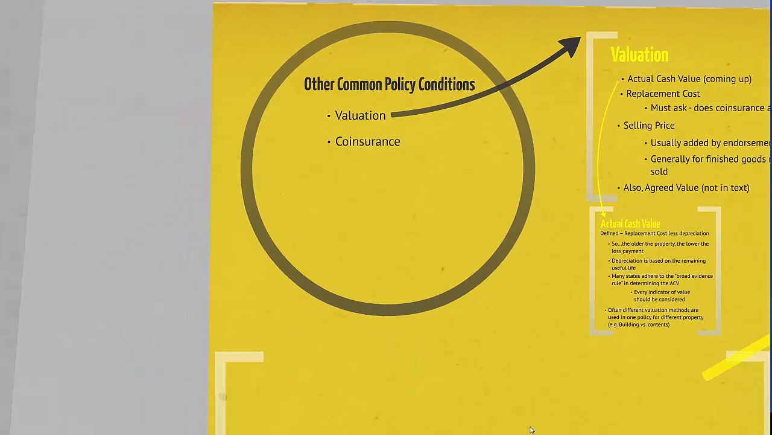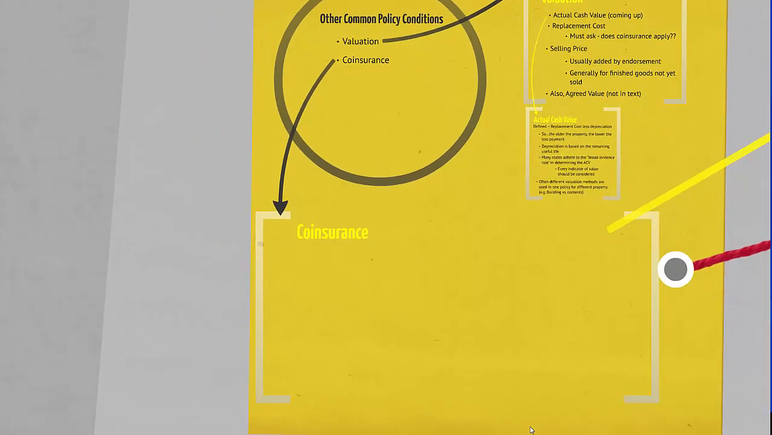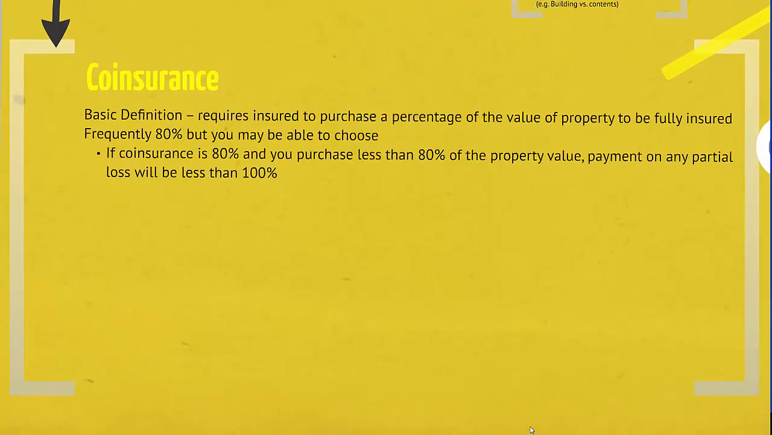Now let's look at coinsurance. The basic definition of coinsurance is that it requires the insured to purchase a percentage of the value of property in order to be fully insured. This percentage is frequently 80%, but the insured may be able to choose the percentage. If coinsurance is 80% and you purchase less than 80% of the property value, payment on any partial loss will be less than 100%. Let's look at an example.